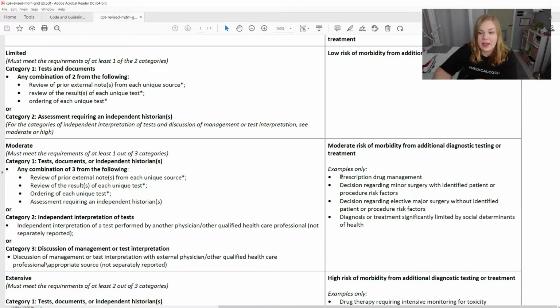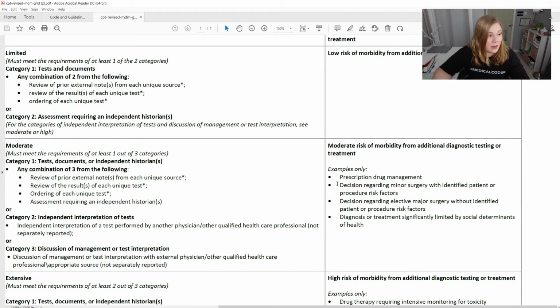So these are some of the categories of things that might be moderate risk. These are just examples. So there might be other things that could fit into that moderate level, but aren't exactly these. So we have the prescription drug management. We have decision regarding minor surgery with identified patient or procedure risk factors, not just the general, oh, you're going to be under anesthesia, you're going to have a risk of just having surgery, but specific to that patient. And again, minor surgery doesn't necessarily mean the Medicare definition as far as major or minor.